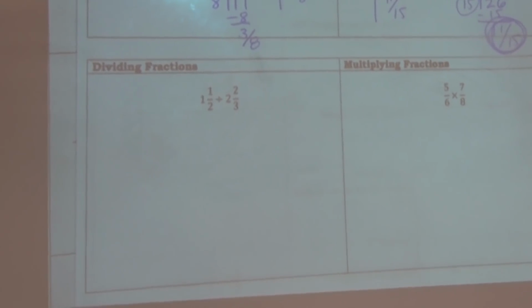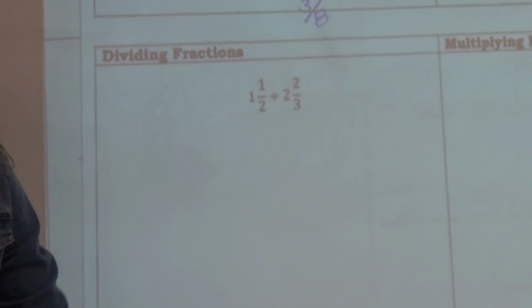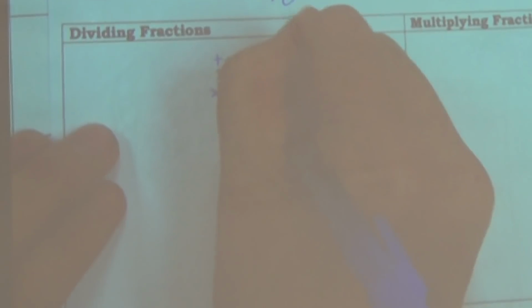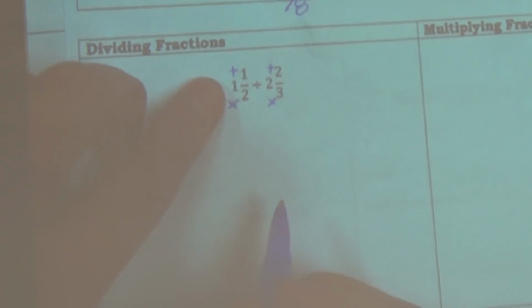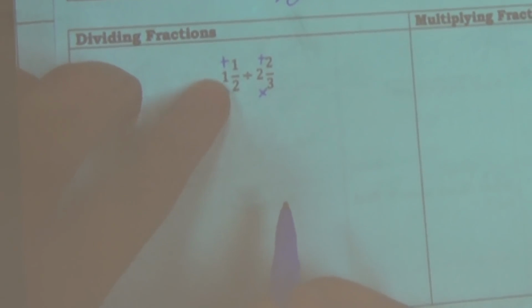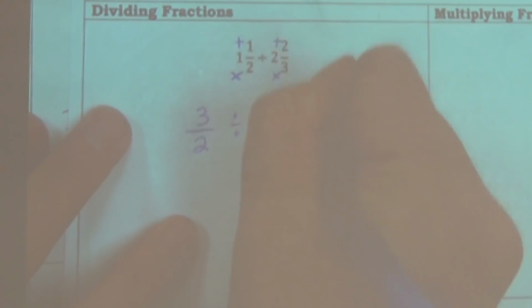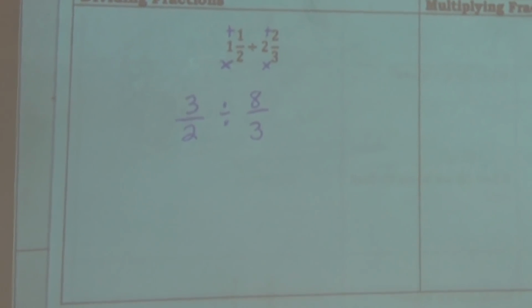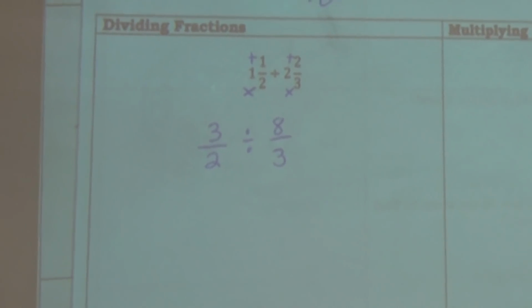To divide, first let's make these improper. We're going to do some Texas, although the X's always come first, which is kind of confusing. So 1 times 2 is 2 plus 1. We have 3 over 2. I'm going to write divided by 2 times 3 is 6, 7, 8 over 3. Okay, so now we've got improper fractions.